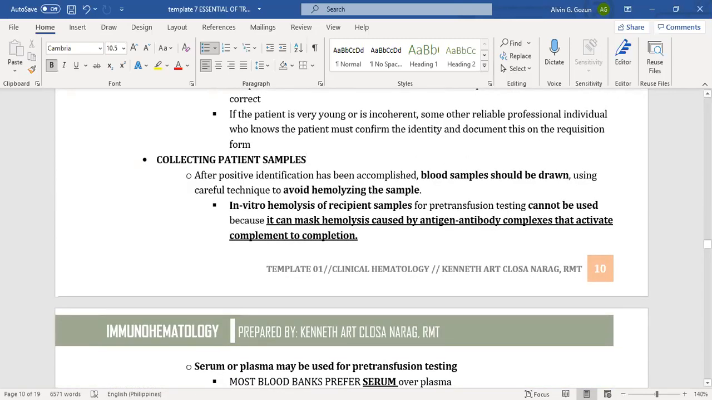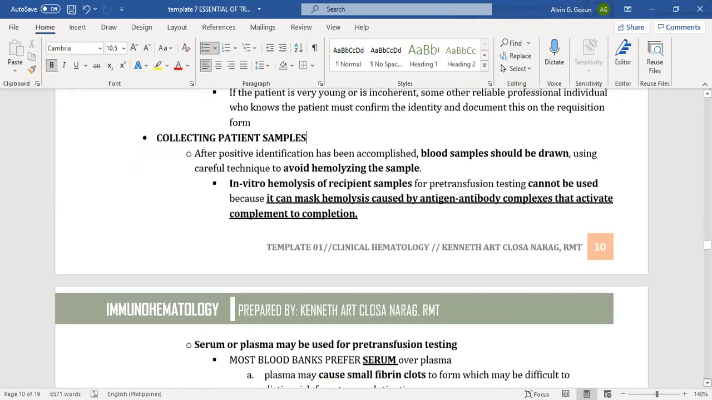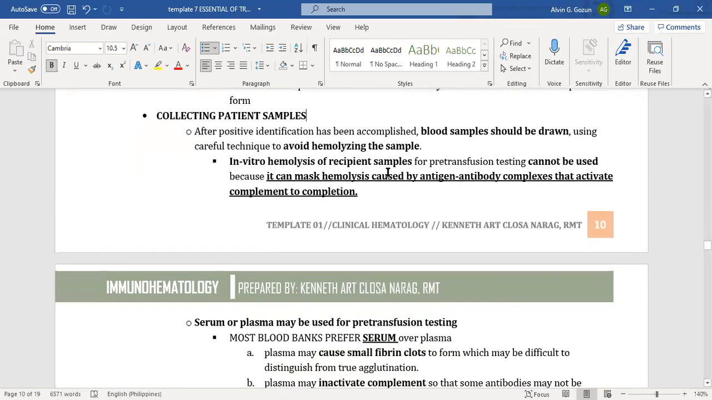Okay, now, let's collect the patient samples. Okay? Tapos na tayo sa patient identification. Okay, dapat maayos yung patient identification. Next, we collect now. Iko-collect na natin yung sample ng patient. Guys, makinig kayo ha. In order to, kung paano yung flow na ginagawa sa blood bank. Okay? Next, collecting patient samples. So pagkatapos na natin ng positive identification of the patient, okay, blood samples should be drawn using a careful technique to avoid, of course, hemolyzing the sample.